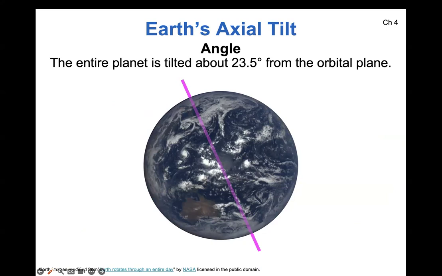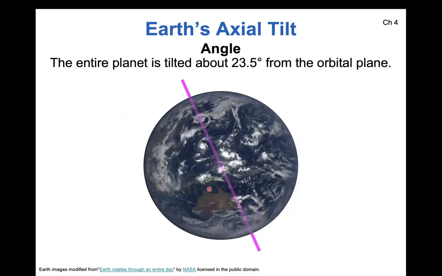Okay? And that's a tilt from a direction where it'd be in the orbital plane, where the axis would be exactly perpendicular to the orbital plane, because the orbital plane would be a horizontal line, because the planet is going to rotate, or rather, orbit or revolve around the sun.